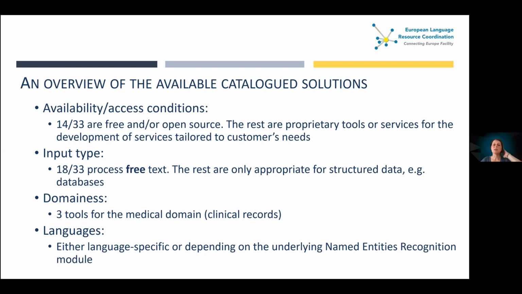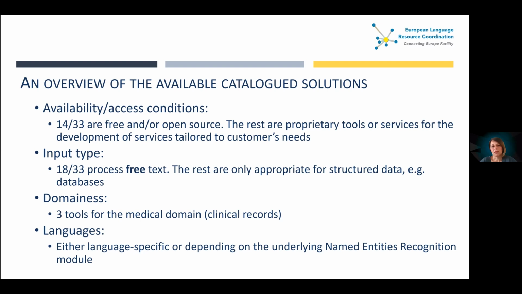Now, what are these 33 anonymization tools about? If you do a thorough investigation of them, you will notice that less than half of them are free or open source. The rest are commercial tools and services, or consultancy type of services, which means that they are developed and tailored to what the customer needs. In terms of their input type, again, almost half of them process free text. The rest are only appropriate for structured data, for instance, database data.